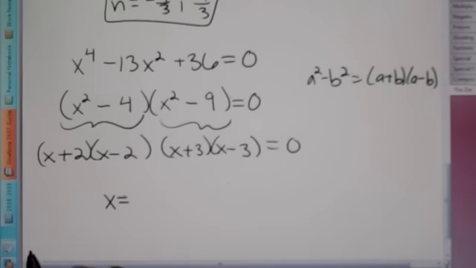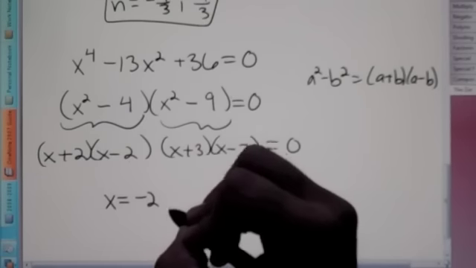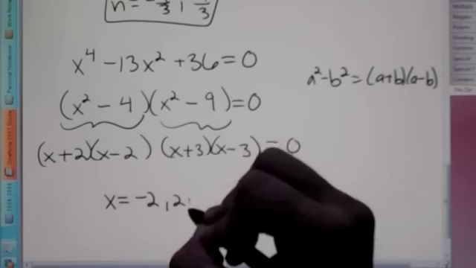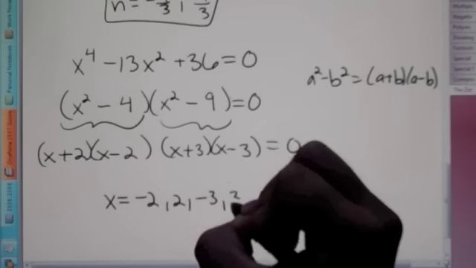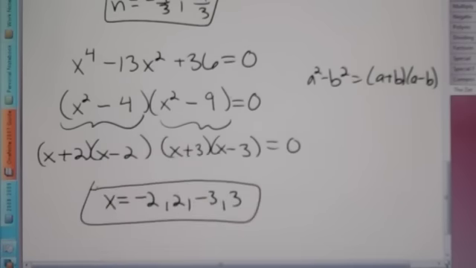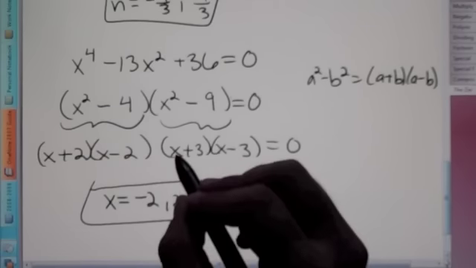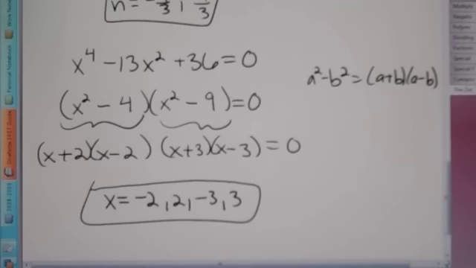So again, our shortcut is just change the symbol. This becomes x equals negative 2, x equals positive 2, x equals negative 3, x equals positive 3. And there goes your four answers. So this is how we solve. This is called the zero product property. What do you plug into x to make it equal to 0?